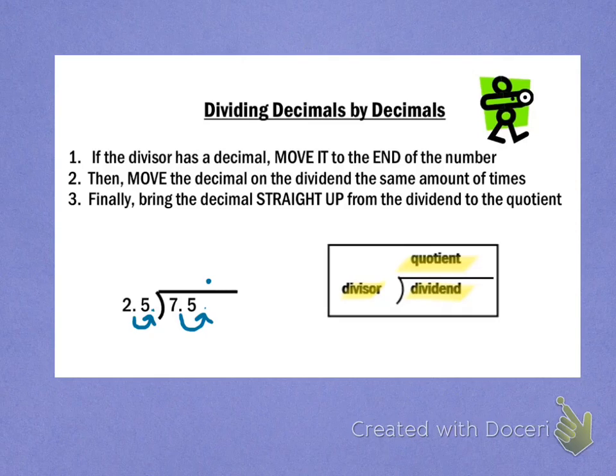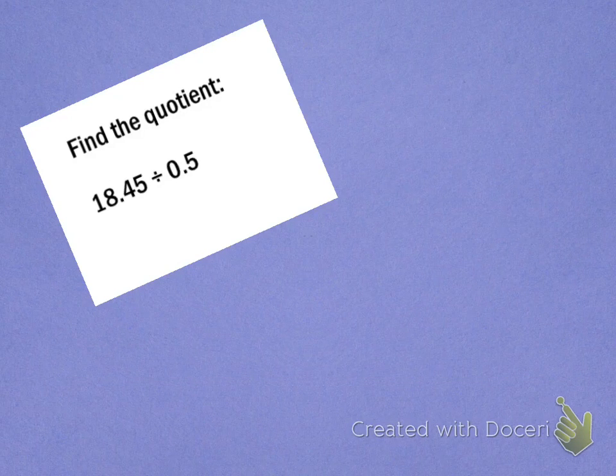And if it makes it easier for you, once you do that, you could take 25, since we moved that decimal out of the way, and 75, put your decimal back there so we know that a decimal exists, and bring it straight up. Then you can solve the problem from here, or you can use the original problem. That's up to you.